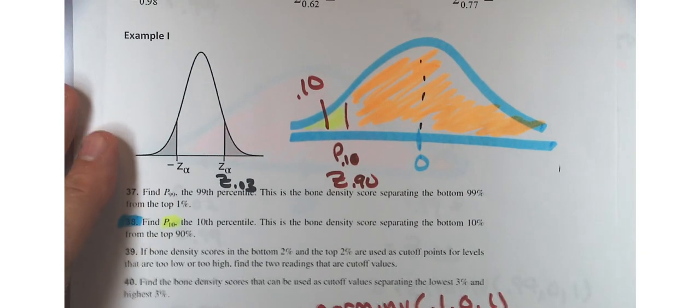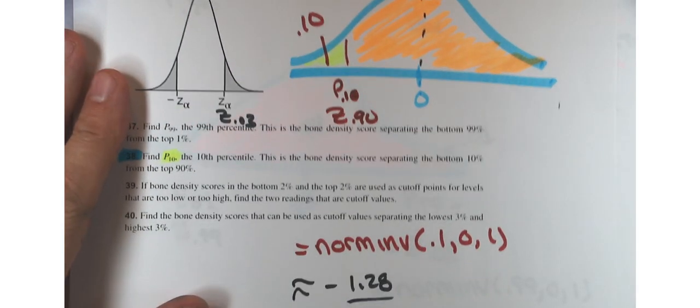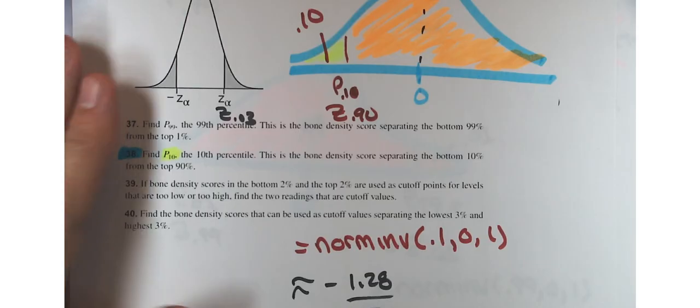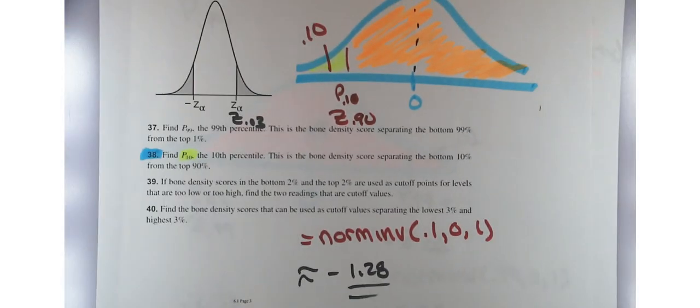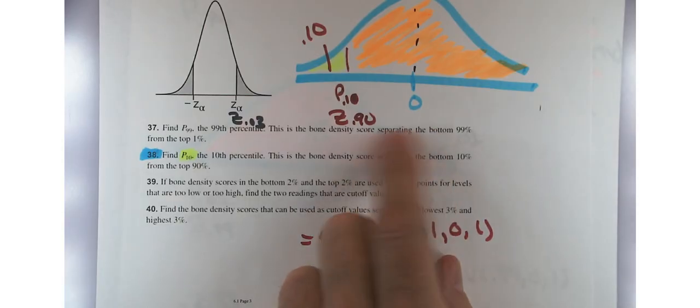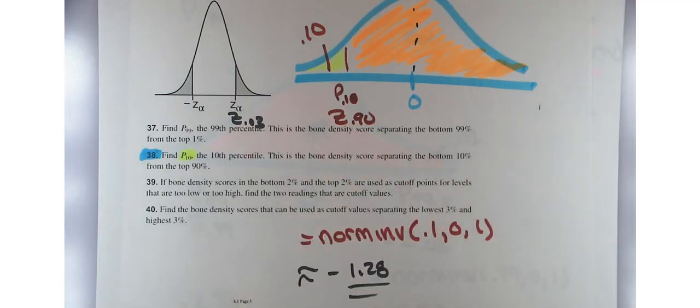Shouldn't it be under 1 though? Because it was negative 1.28. Say again? The middle is 0, so negative 1.28 is to the left. Yeah, it has to be to the left of 0. So I'm not sure what you mean by under 1. Okay. You come talk to me afterwards.